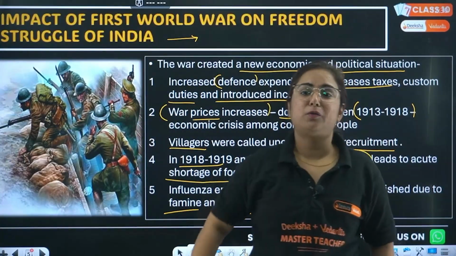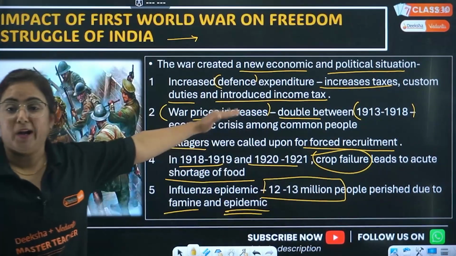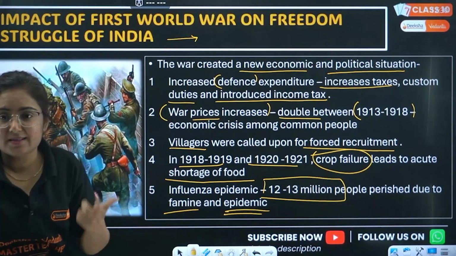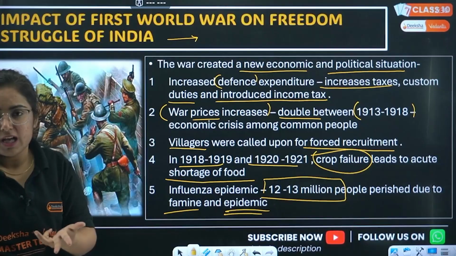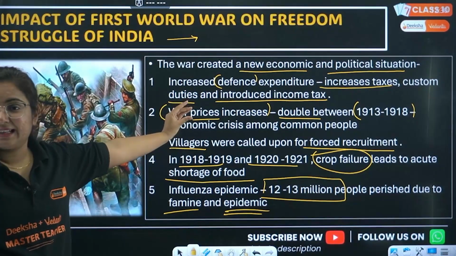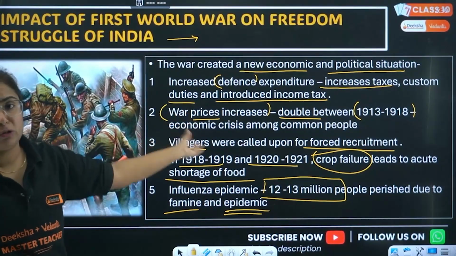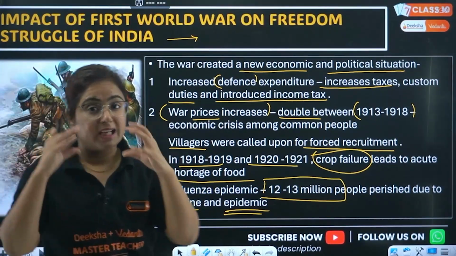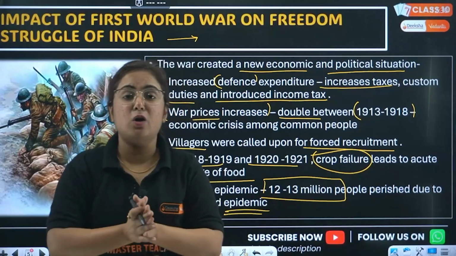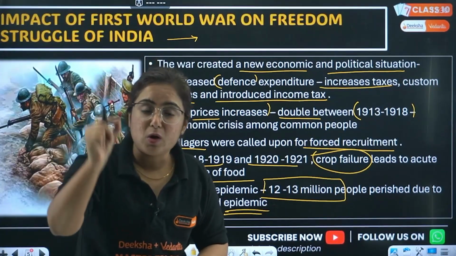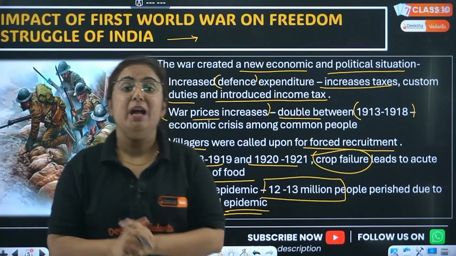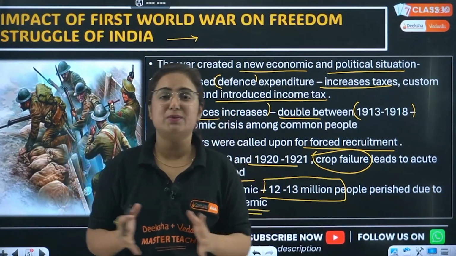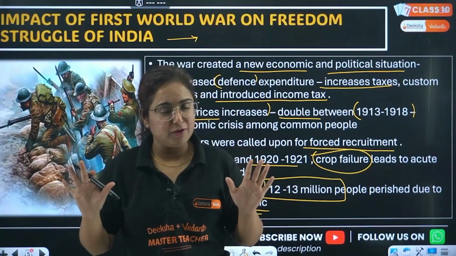So what is the impact of the First World War on the freedom struggle of India? Point number one, increased defense expenditure, which led to an increase in taxes, custom duties and income tax introduced. Second is war prices increase. Third, forced recruitment. Fourth, crop failure. And the last one, famines and epidemics. The keywords which I was reciting right now, you should write in your copy watching me right now. And this is the way we will be completing the whole chapter today, learned by heart in this video only. Okay, done with the very first important topic.